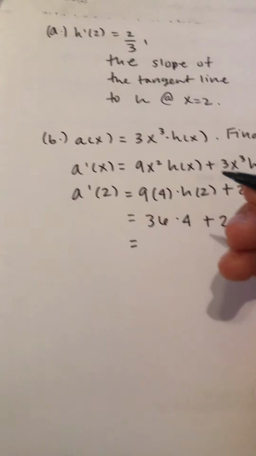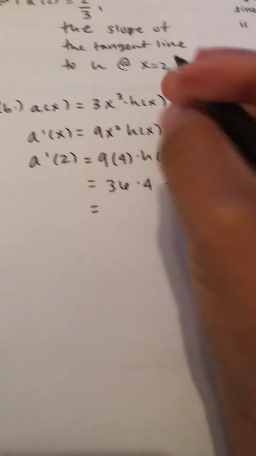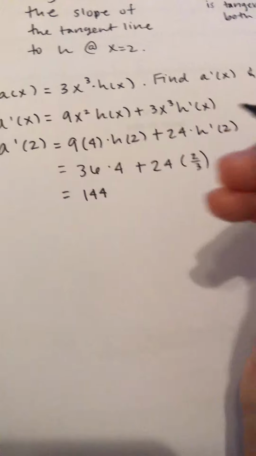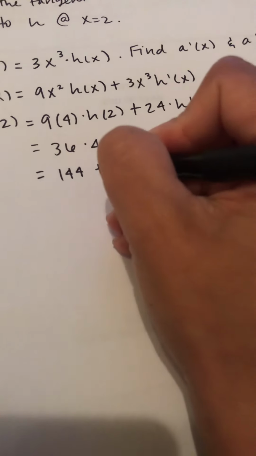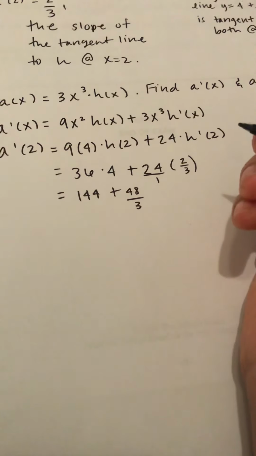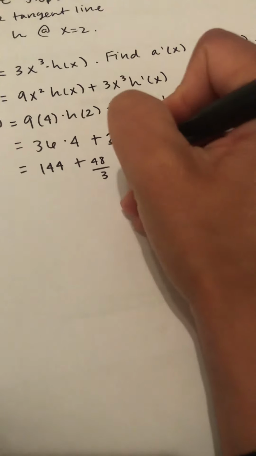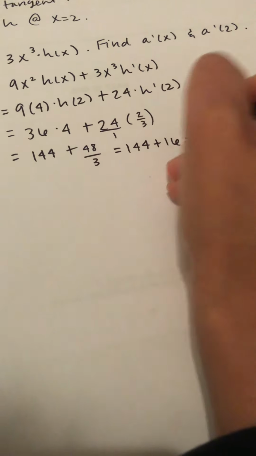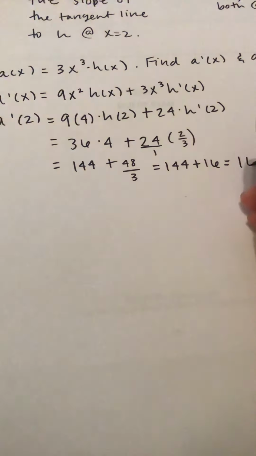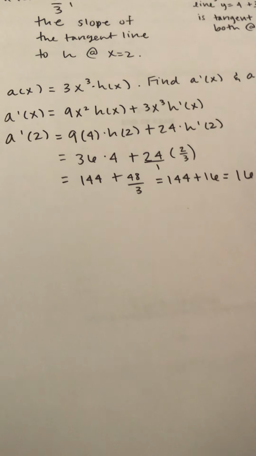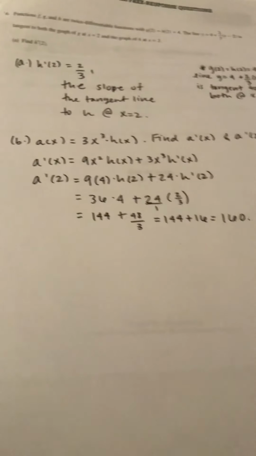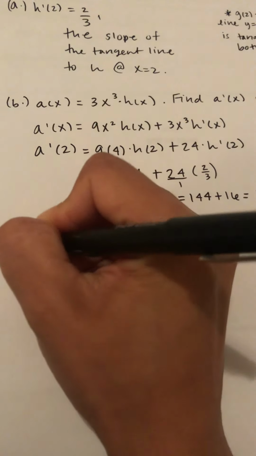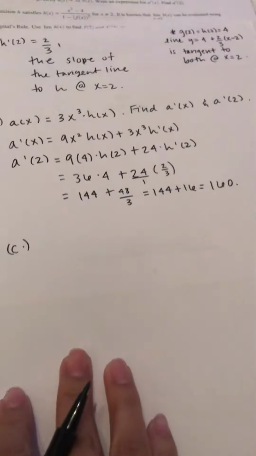So 36 times 4 is 144 plus, so make this a fraction, multiply across, so that's 48 over 3, which is 16. So I have 144 plus 16, which should be 160. So that's part B. And then part C was asking you to, it's a little long.